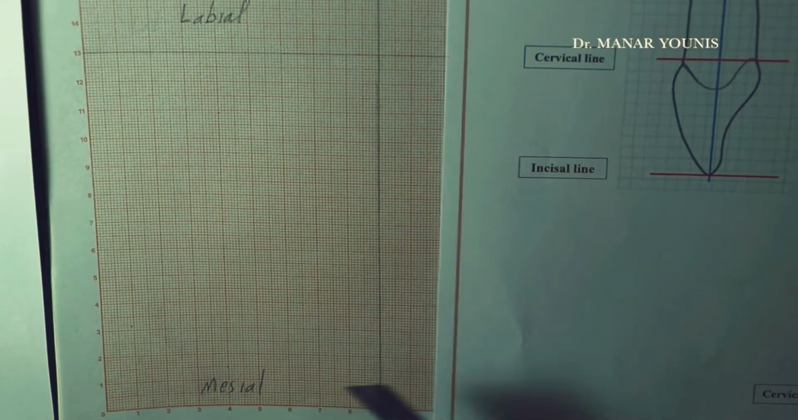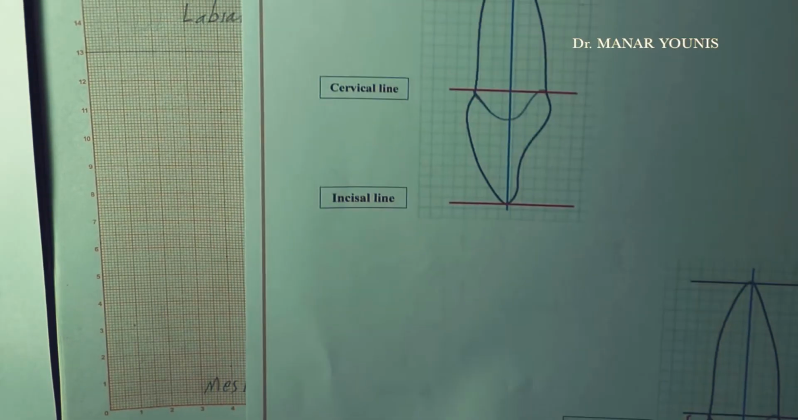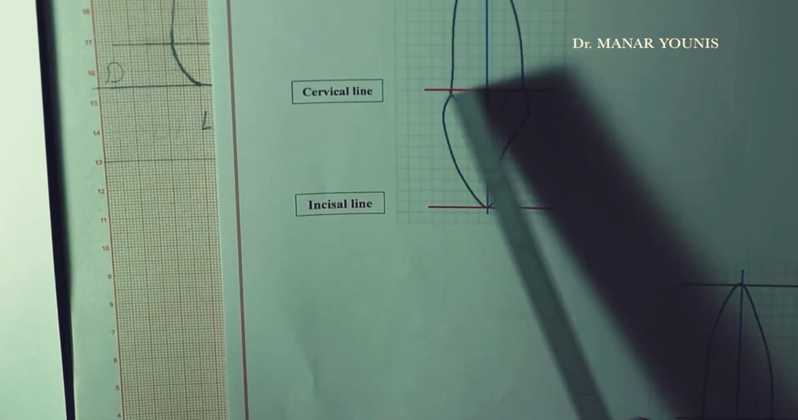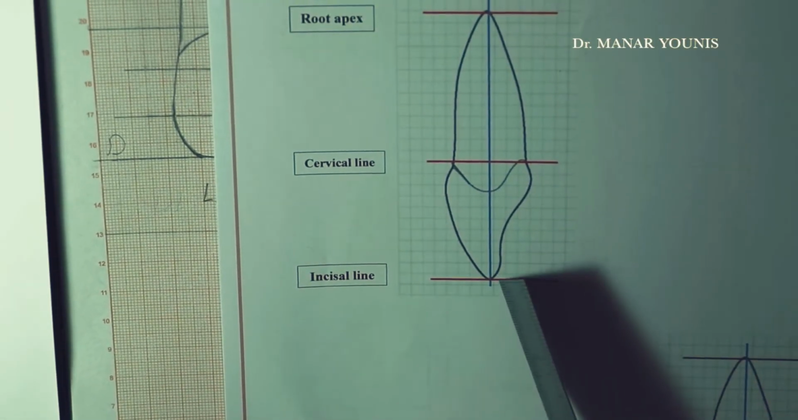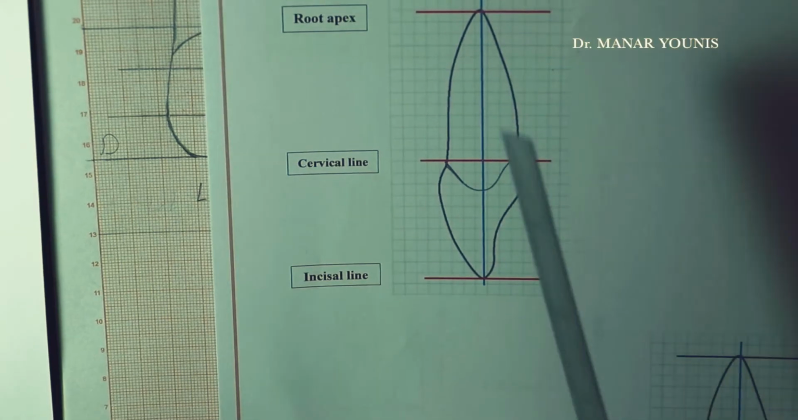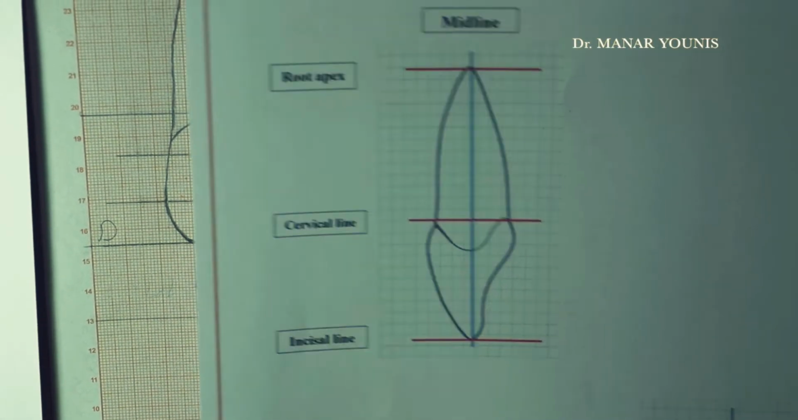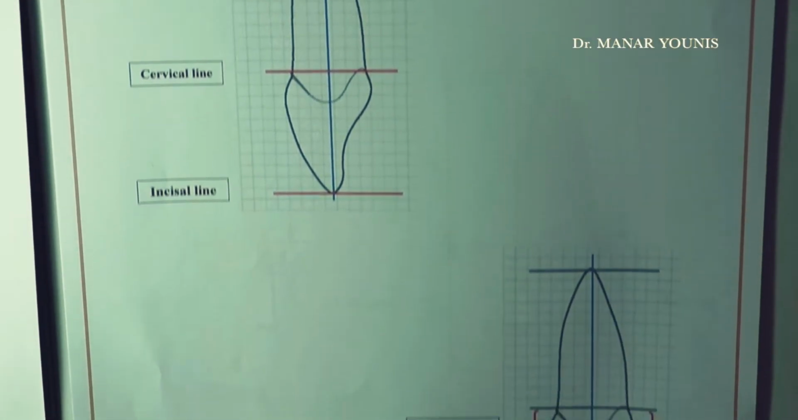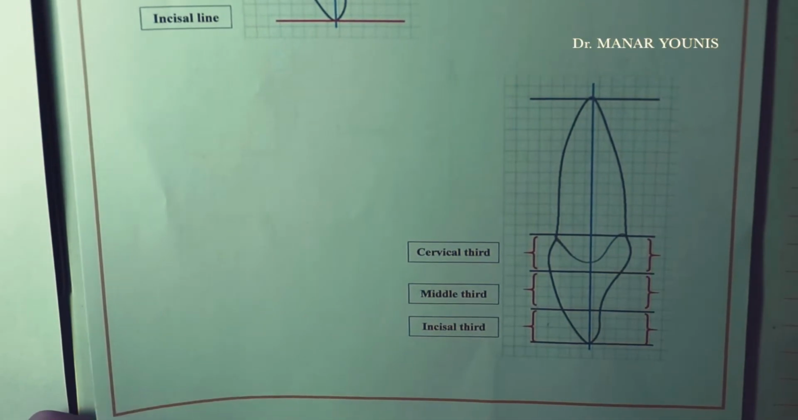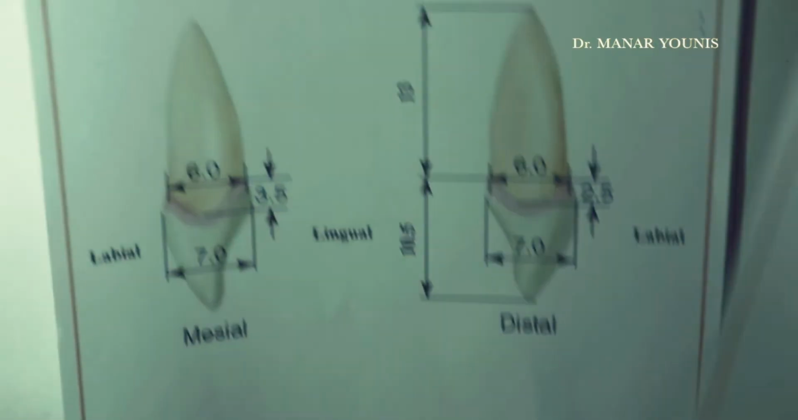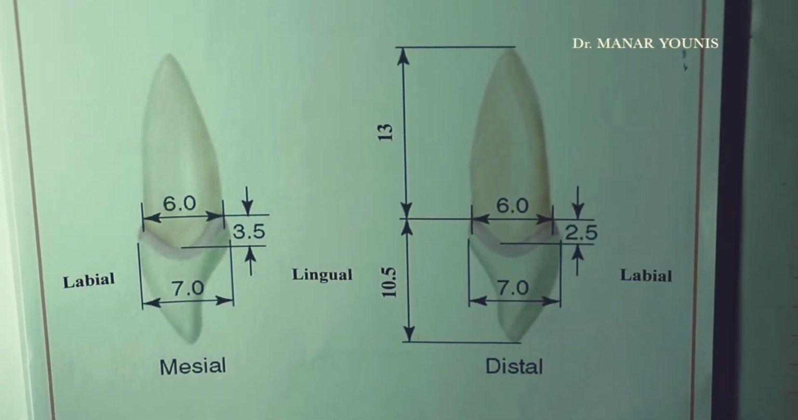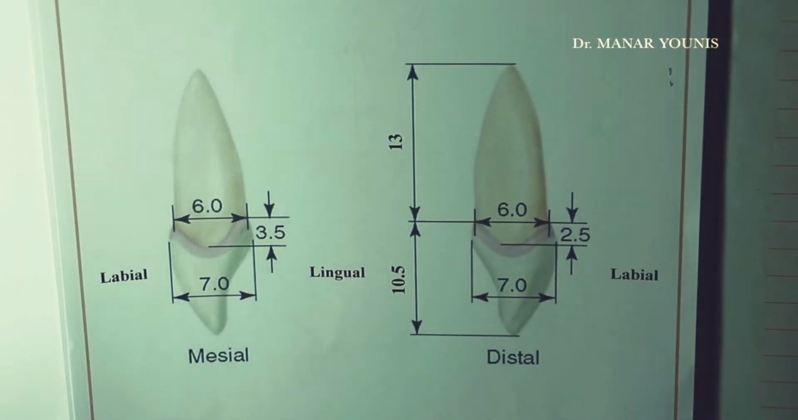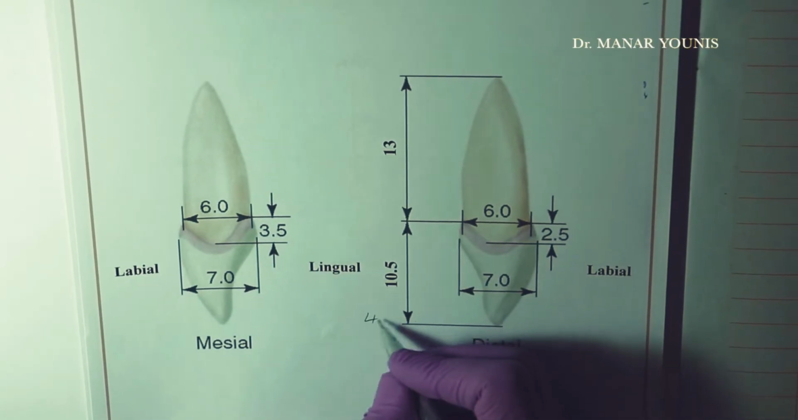Now I will draw the medial and distal aspects. I will follow the same procedure. I will draw the midline. I will draw the three reference lines that pass through the incisal edge, cervical area and the root apex. Then I will divide the crown vertically into three equal thirds: the incisal third, the middle third and the cervical third. I will use the same measurement for the crown length, which is 10.5 multiplied by 4 equals 42.